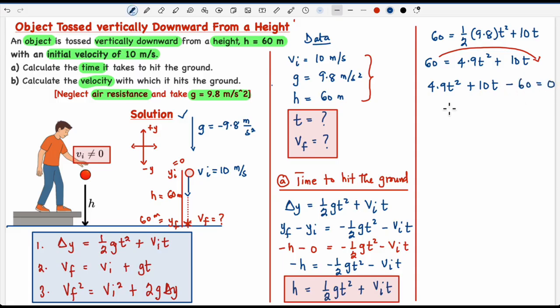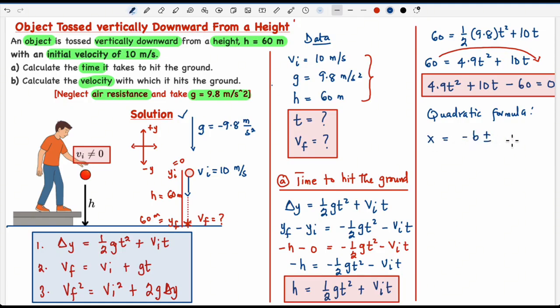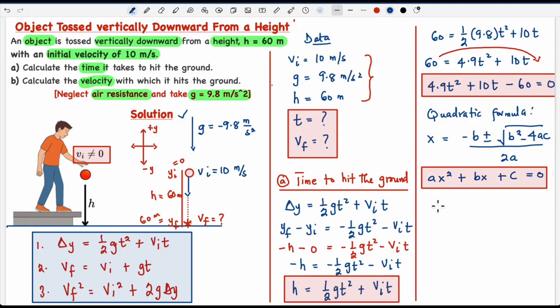Now we have a quadratic equation. And with quadratic equations, we just need to use the quadratic formula, which says that x equals minus b plus or minus the square root of b squared minus 4ac, divided by 2a. All right, and a quadratic equation has the form ax squared plus bx plus c equals 0. Now our equation for the motion of this object is therefore 4.9 t squared plus 10t minus 60 equals 0.